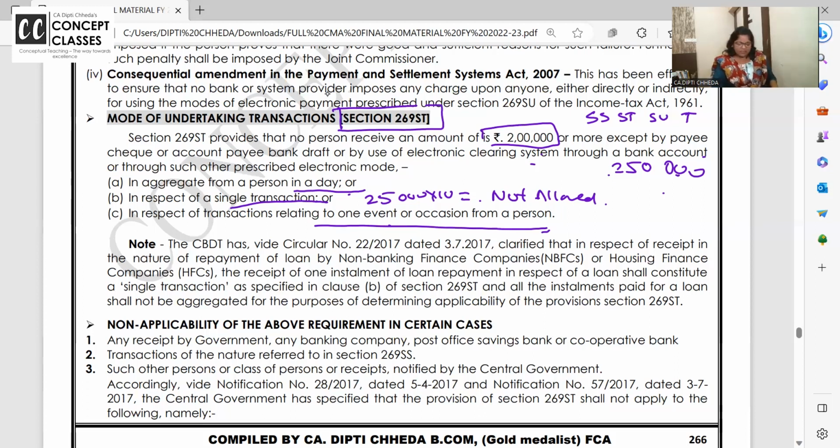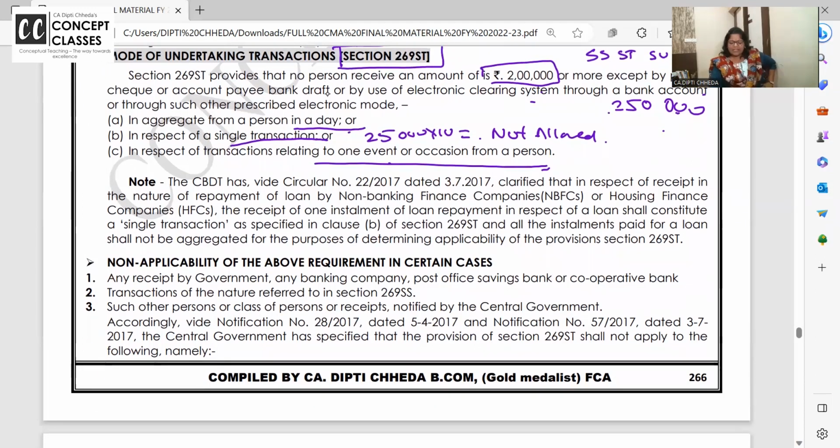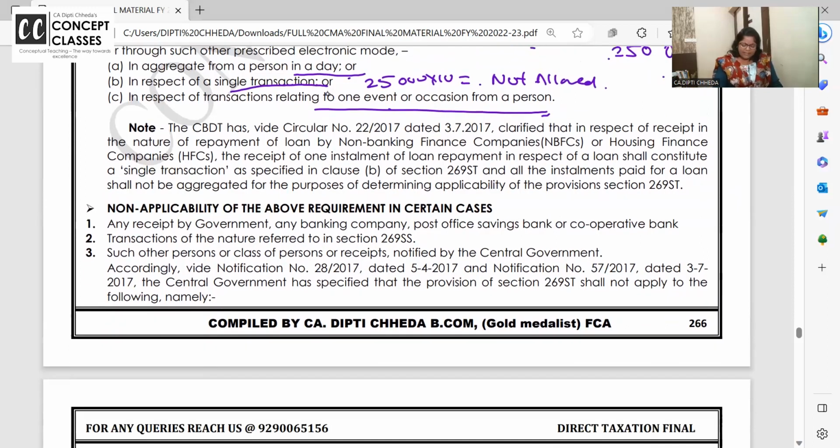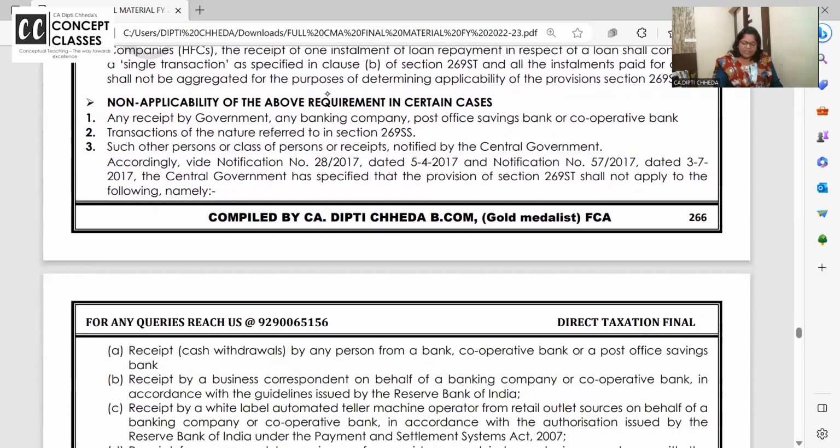Clear? Then CBDT has clarified that in respect of receipt of the nature of repayment of loan and all, one installment shall constitute a, okay, yes, this one is important. I'll read it again. First let us see the routine: this is not applicable if any receipt is by government, banking, post office.